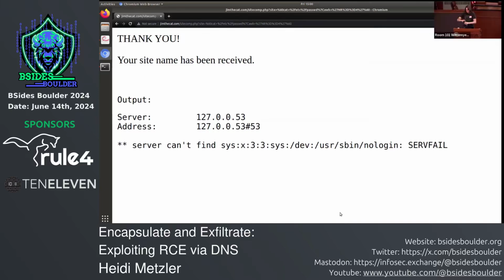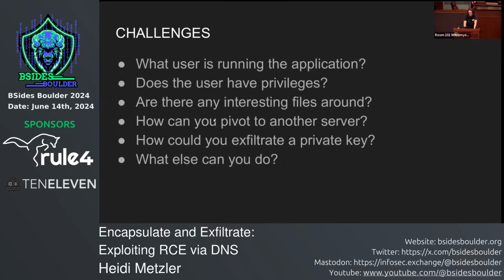Okay, so let's get back to our challenges. All right, we found some interesting files. How could you conceivably pivot to another server? So an application is running as an account. Sometimes accounts have access to other servers. How would you find out if your server has remotely accessed some other server? Any thoughts? Known hosts. The known hosts file, okay.